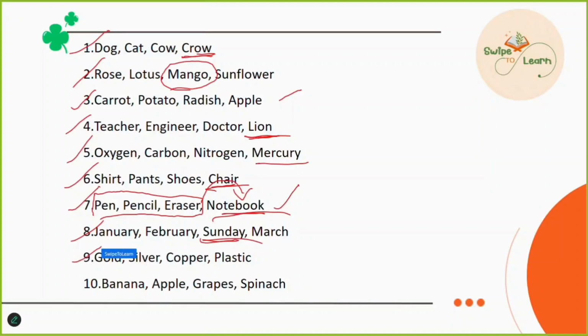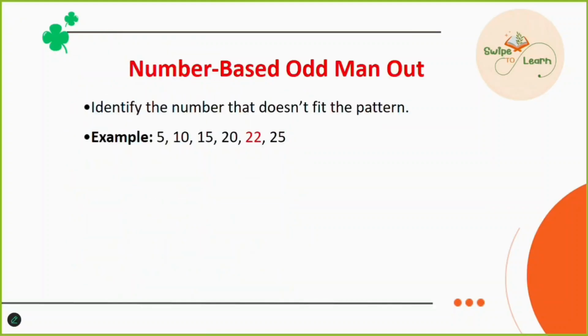Next, gold, silver, copper, and plastic. The answer is plastic, because all others are metals, whereas this is not a metal. And the last one, you guys try it out and let me know the answer in your comment box. Yeah, that was fun, right?